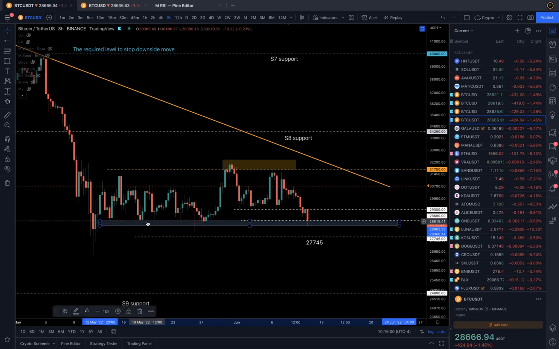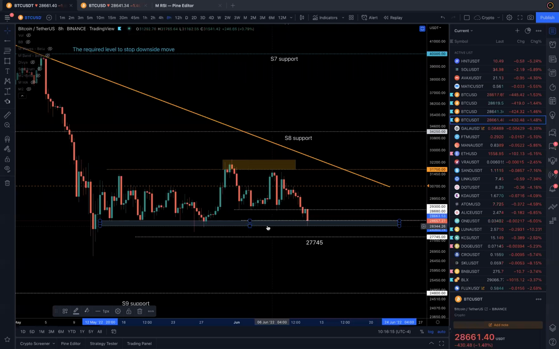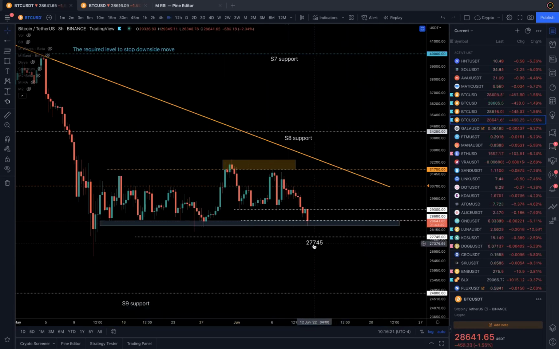So this one was a little deeper, but more or less the same. And this one, and now again. So this particular strip or zone, support zone, is a critical one. I calculated one more, 27745. I think this is going to be the decisive one and last one, in my opinion.